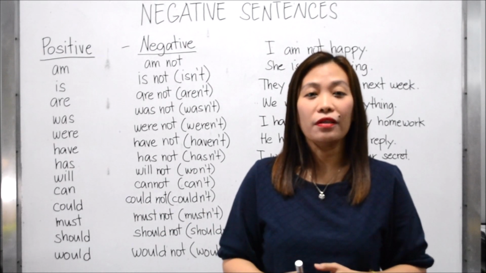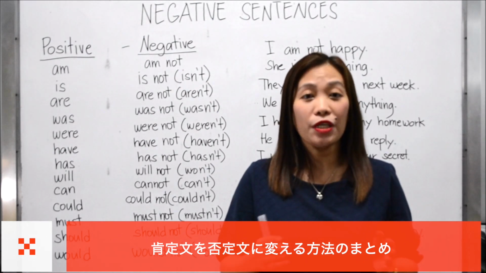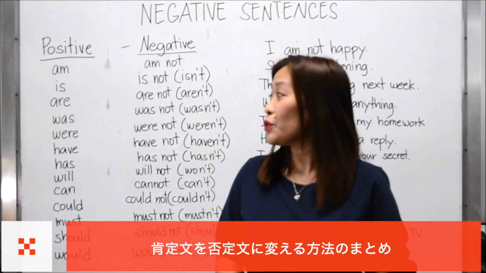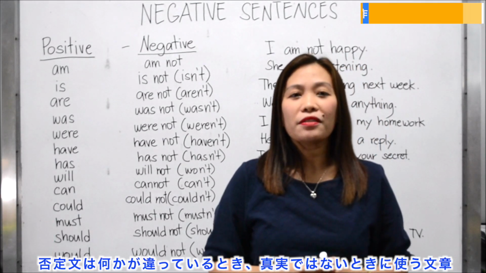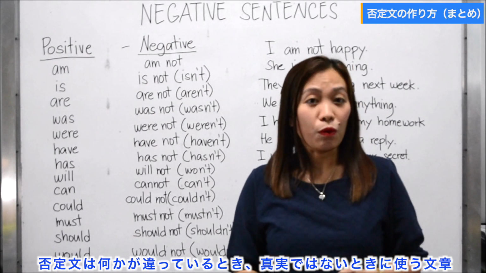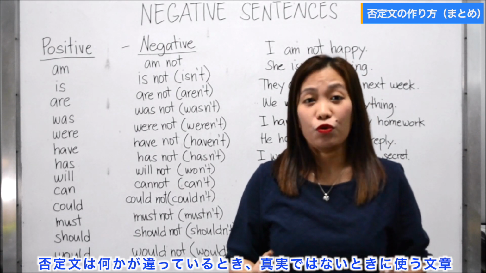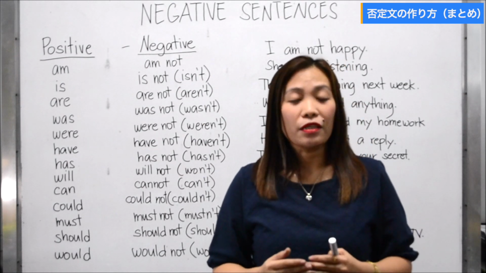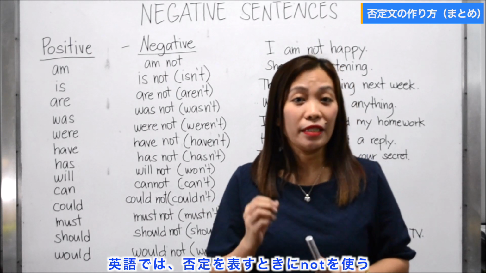In this lesson, we will learn how to change a positive sentence into a negative sentence containing the various verb forms. A negative sentence is a sentence that states that something is false, something is incorrect, or something is not true. So in English, we create a negative sentence using the word not.